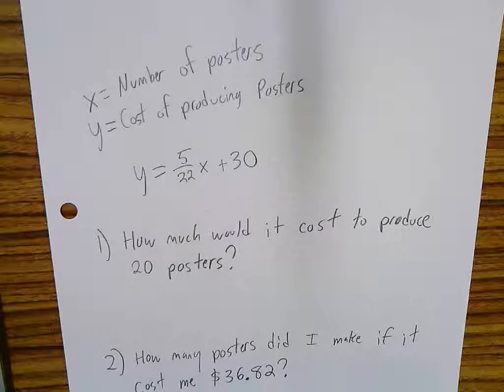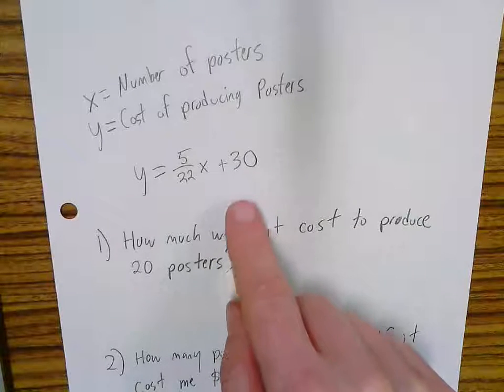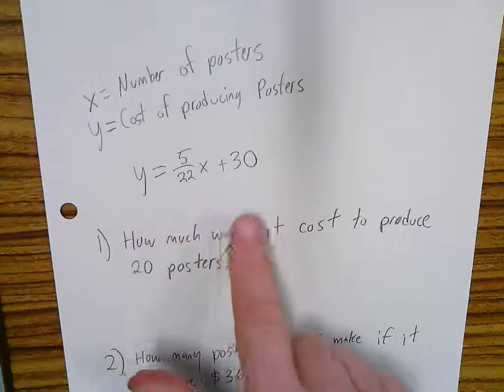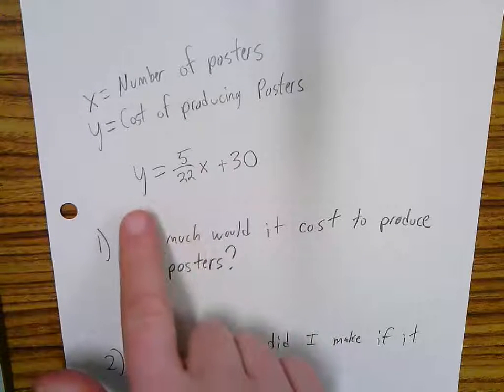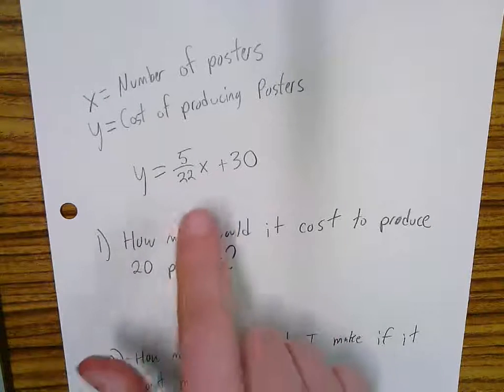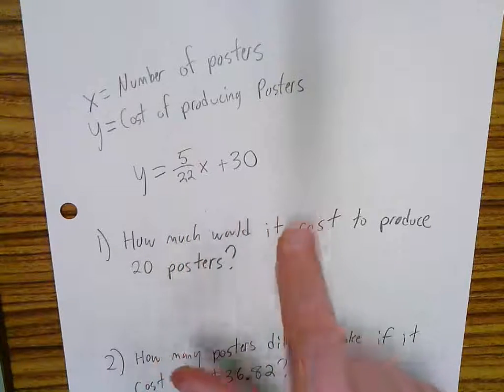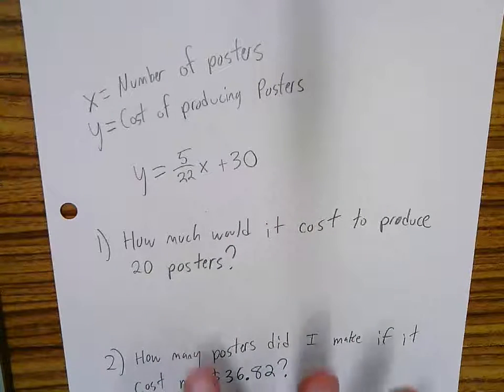So suppose I already have an equation for a certain situation. In this particular case, I'm making posters, and X is my number of posters, Y is the cost of producing the posters, and I have an equation that shows me the relationship between the cost and the number of posters, and it's Y equals 5 over 22X plus 30. So how much will it cost to produce 20 posters?